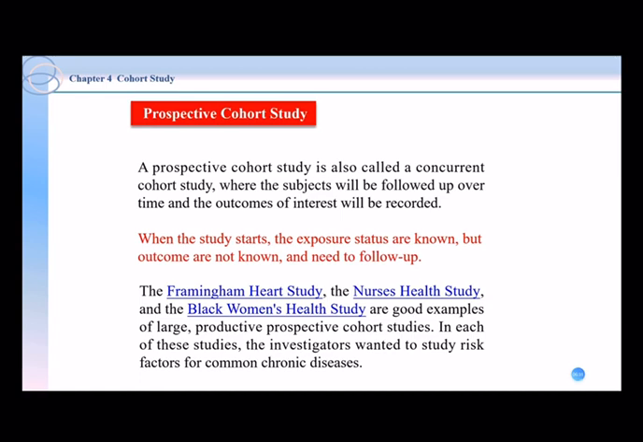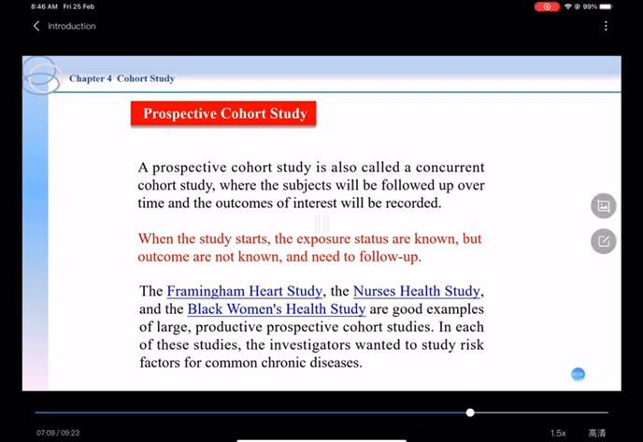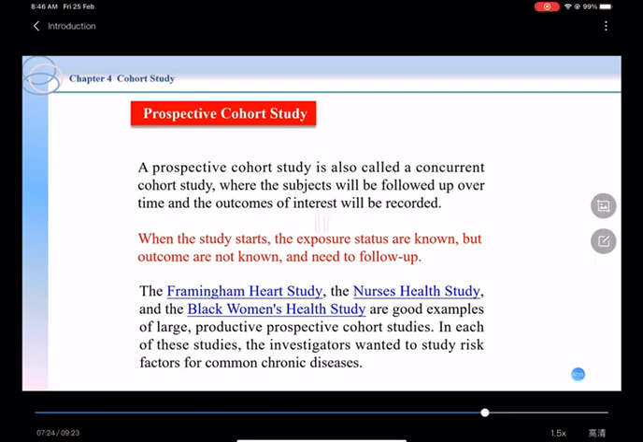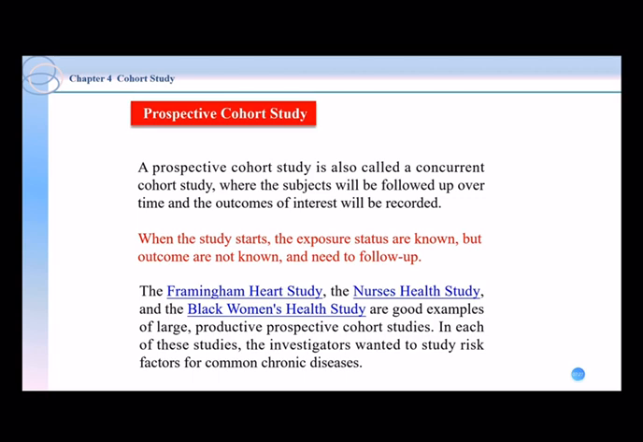The prospective cohort study is also called concurrent cohort study, where the subjects will be followed up from the present time and the outcomes of interest will be recorded. As I said before, when the study starts, the exposure status is already known, but the outcome is still unknown, and we need to follow them up for a certain period of time, for example 5 years or 10 years, to get to know their disease outcome. Some famous, well-known cohort studies, for example the Framingham Heart Study, the Nurses' Health Study, and the Black Women's Health Study, are very good examples of large prospective cohort studies.